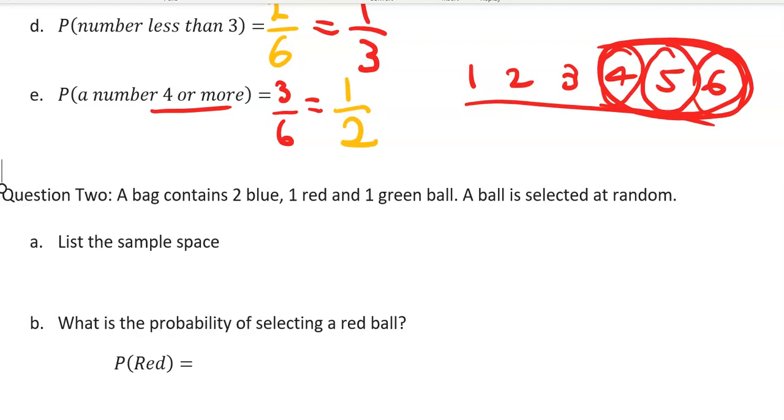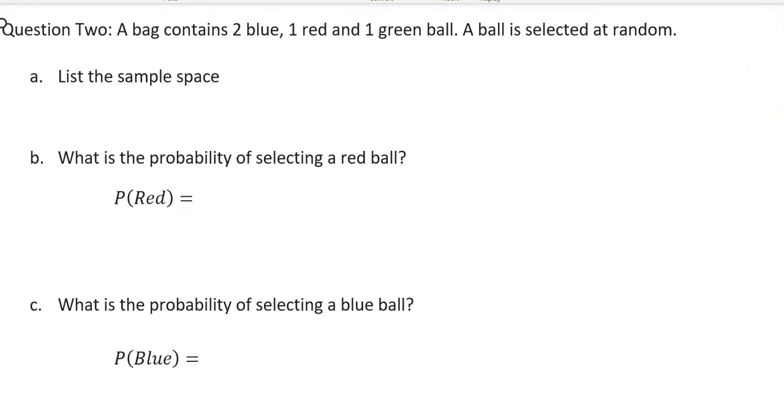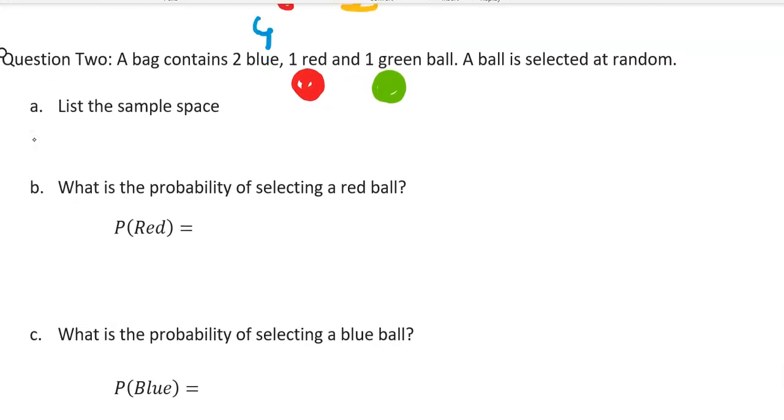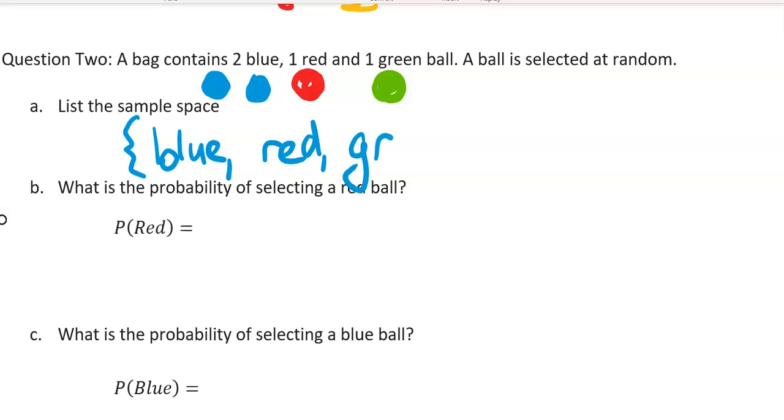Okay, question 2. A bag contains 2 blue, 1 red, and 1 green ball, and we're going to choose a ball at random. So, there's our green ball, there's our red ball, and we need 2 blue. All right. List the sample space. Well, the sample space is everything that could possibly happen. We could draw out a blue ball, we could draw out a red ball, or we could draw out a green ball. There's no other possibilities. We can't draw out a pink ball, or a purple, or a yellow. There's none of those in our bag.